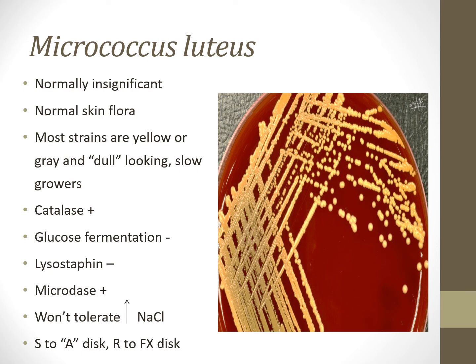So Micrococcus luteus are normally insignificant. We generally don't have to identify them down to the species level. We do in student lab, but in the clinical world, we generally do not because they are usually insignificant. The Micrococcus luteus we have in student lab is bright yellow.